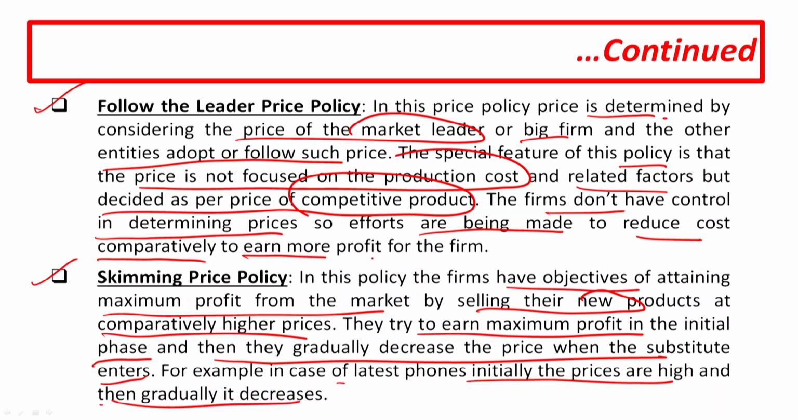decrease. So in skimming price policy, the price in the initial phase is kept high for the specific consumers, and gradually the prices are reduced and the profit in the initial phase is more, and gradually it goes to the other part of the consumers. So in this slide we discuss the leader price policy. We adopt the price of the leader, and in skimming price policy, in the initial phase the price is kept high and gradually it is decreased.